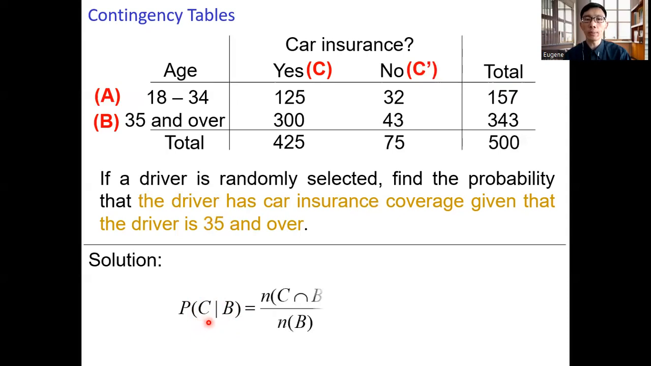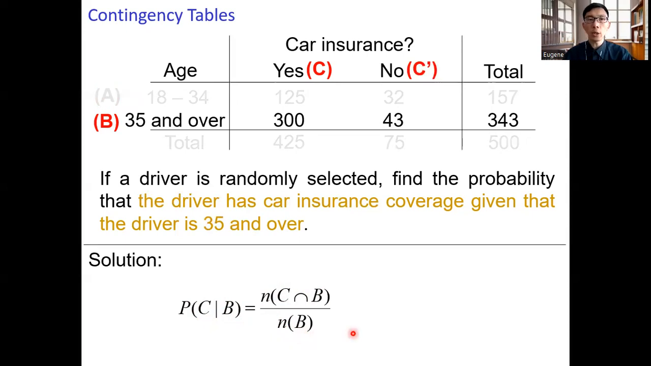Apply the conditional probability formula. So we get the number of the intersection of event C and event B divided by the total number of drivers corresponding to event B. Okay, so only event B is relevant. So we don't need the information of event A or the corresponding column total.